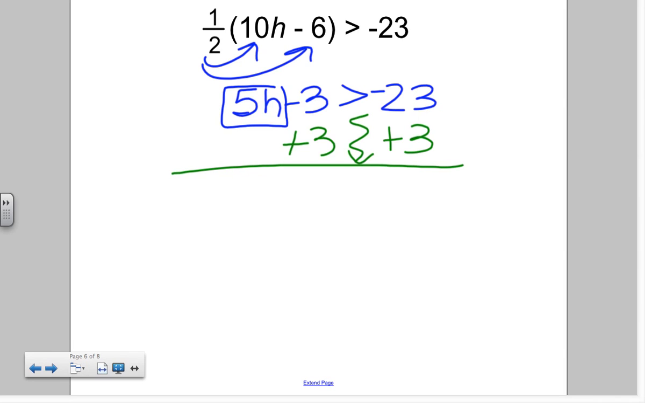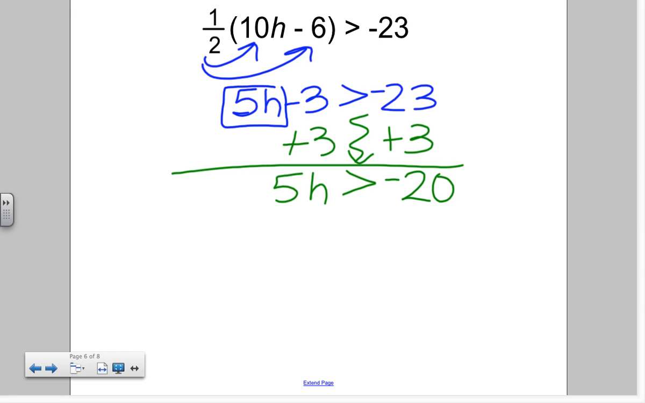What only 2 operations flip the symbol? Multiplying and dividing by negatives. There you go, multiplying and dividing by a negative number. So what do we got? We got negative 23 plus 3. What's our new constant over here? What's our value on the right-hand side there? Caleb? Negative 20. There you go.